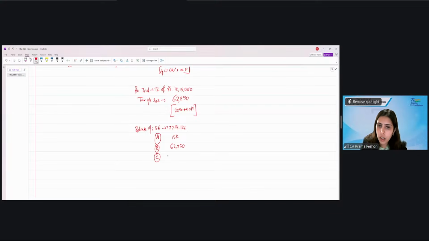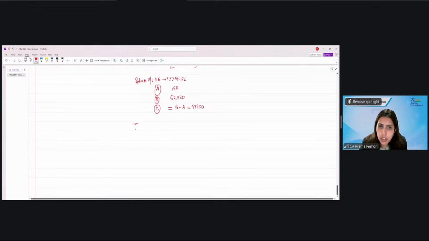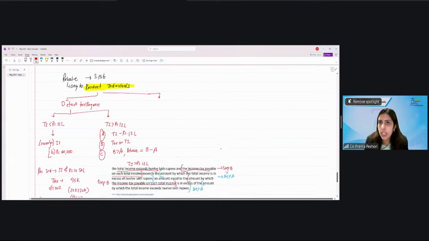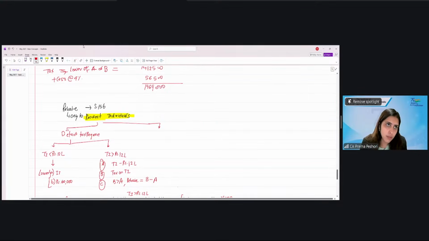So what I have to do? Rebate is equal to B minus A, which is equal to what? 47,250. Right? So I will get this rebate and my tax will be 15,000. On this, I will add a cess of 4%, which is 600, and this comes to 15,600. Are we clear? Now coming to the old tax regime.